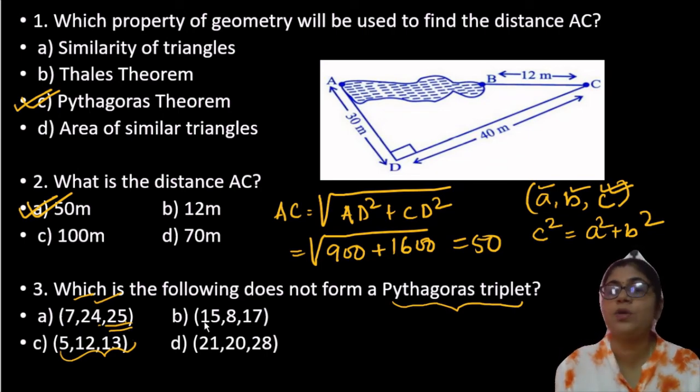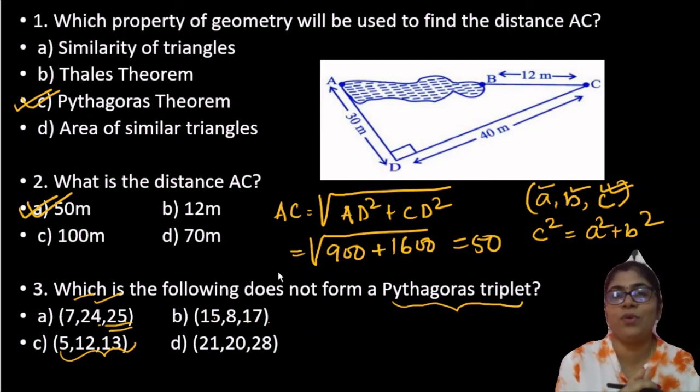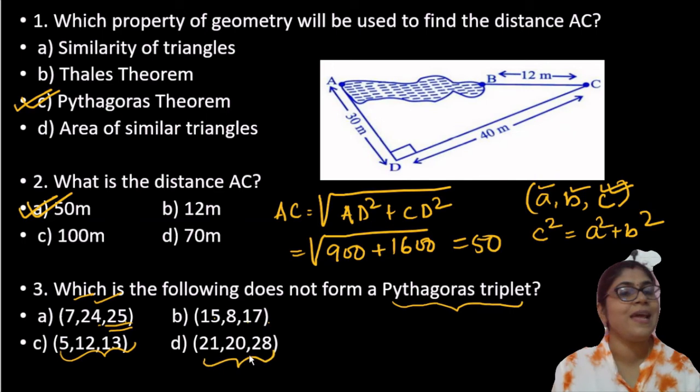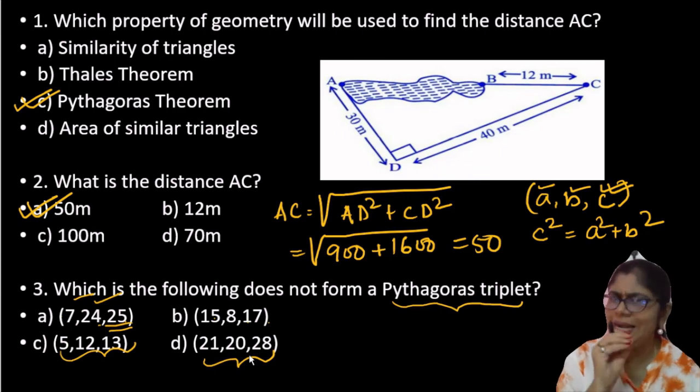Then let's come to 15, 8 and 17. 15 square is 225 and 8 square is 64. So by adding them, we'll get 289, which is the square of 17. So option D is only left. This is the triplet which is not Pythagoras triplet. But let's check it before marking it.